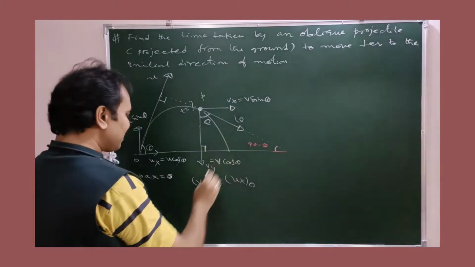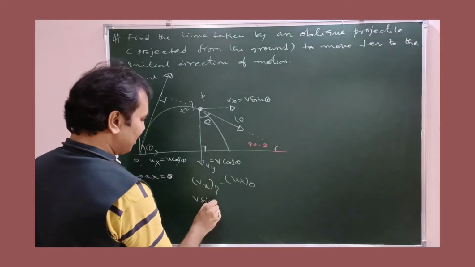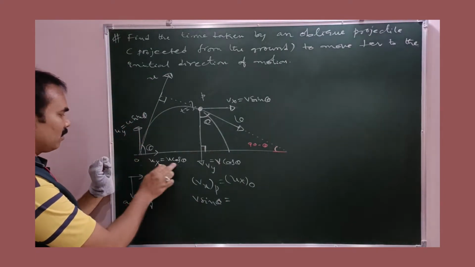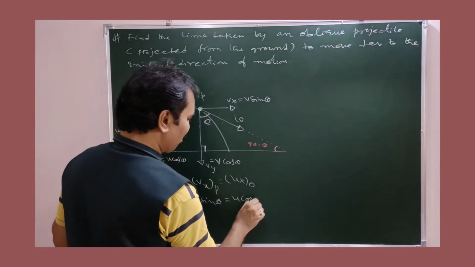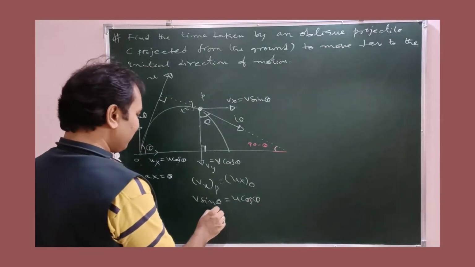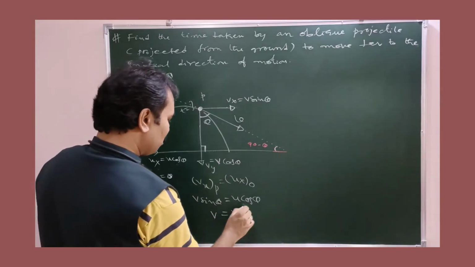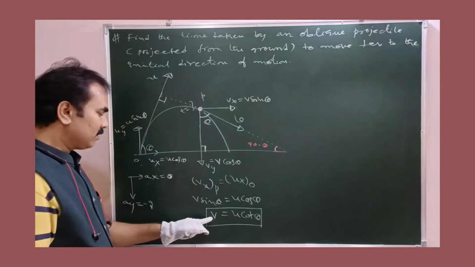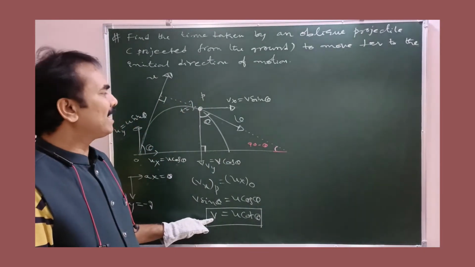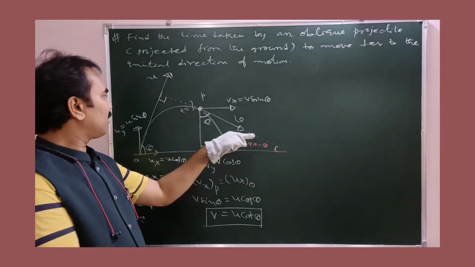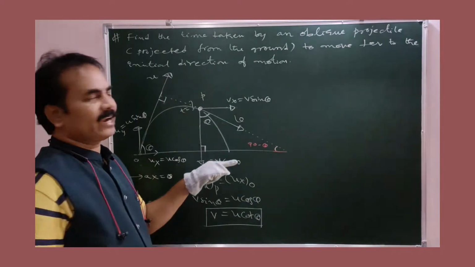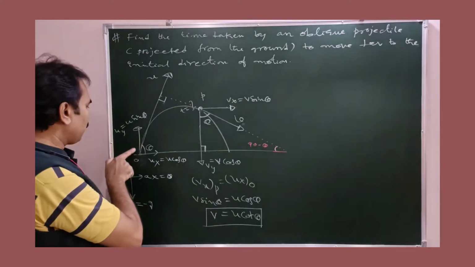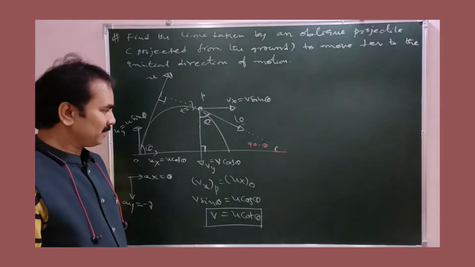Vx at P means what? V sin theta. V sin theta equals Ux at O. What is Ux at O? That is U cos theta. So V equals U cot theta. So we came to know that the speed of the projectile at the time when it moves at right angles to the initial direction of motion, right? So at point P, what is the speed? U cot theta, where U means velocity of projection and theta means angle of projection.